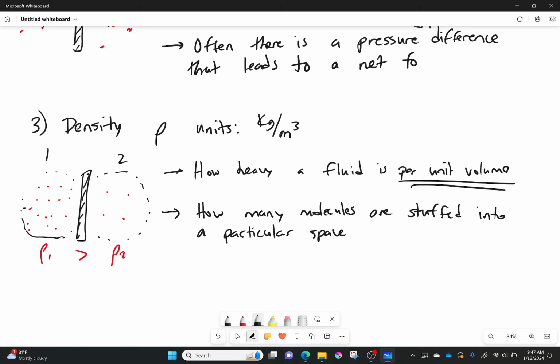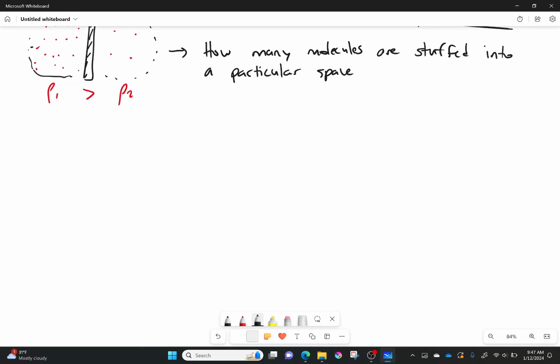As we learned from last time, the greater the density, the greater the buoyancy force, and also the greater the fluid forces you're going to be feeling. There's going to be more drag, more friction, as there are more molecules smacking into you. So we have to care about that.